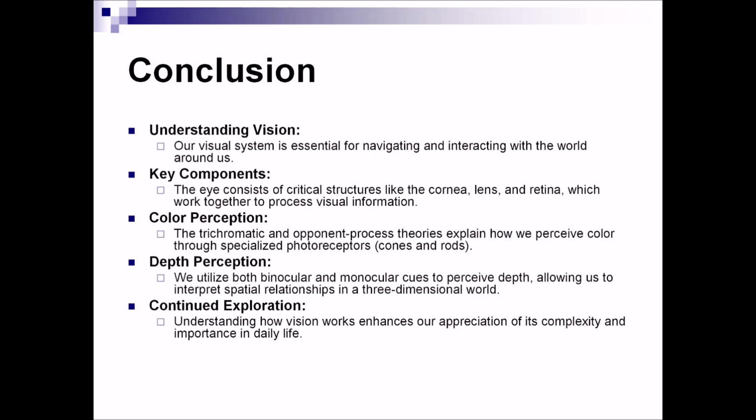In conclusion, our visual system is essential for navigating and interacting with the world around us. The eye has key components like the cornea, lens, and retina, which work together to process visual information. In color perception, the trichromatic and opponent process theories help to explain how we perceive color through specialized photoreceptors called cones and rods. And in depth perception, we utilize both binocular and monocular cues to perceive depth, allowing us to interpret spatial relationships in a three-dimensional world. Finally, understanding how vision works enhances our appreciation of its complexity and importance in daily life.